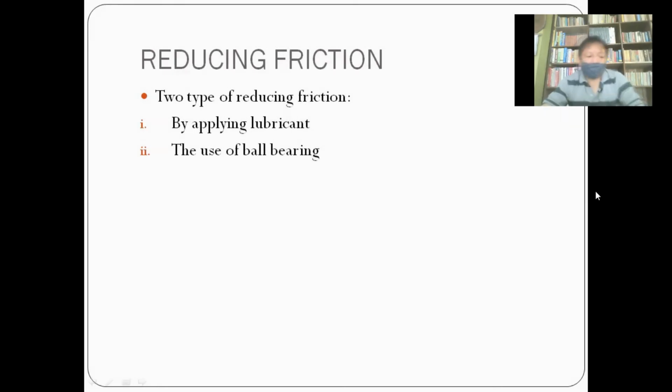And next, let's see how to reduce friction. To reduce friction, we can apply two methods. Number one is by applying lubricants. Lubricants are slippery substances that help make the surface smooth, thereby reducing friction. And number two, the use of ball bearings. In vehicles, ball bearings are used and they are spherical in shape and hence reduce friction.